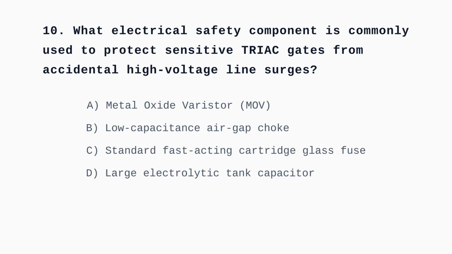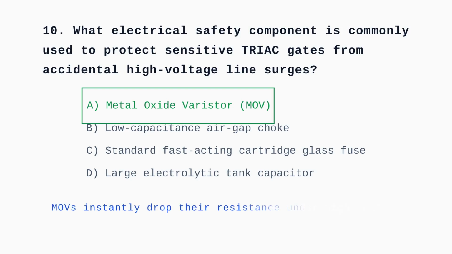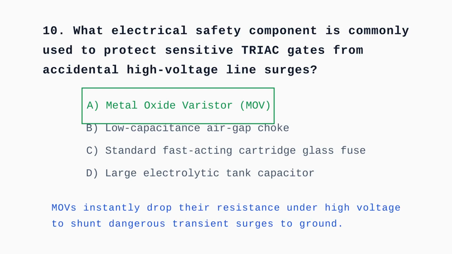Question 10. What electrical safety component is commonly used to protect sensitive Triac gates from accidental high-voltage line surges? Metal oxide varistors, or MOVs, clamp overvoltage spikes, safely diverting high-energy line surges away from the delicate gate junctions of the switching thyristor.